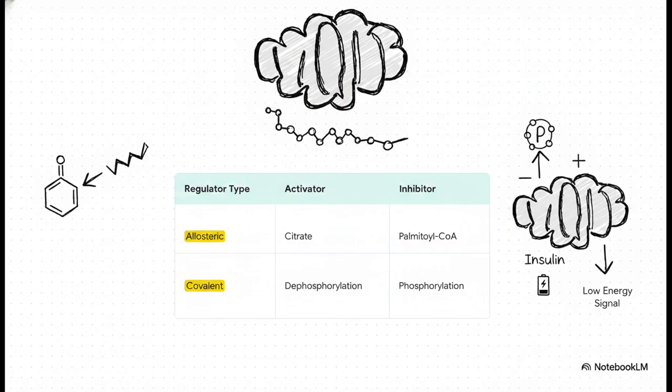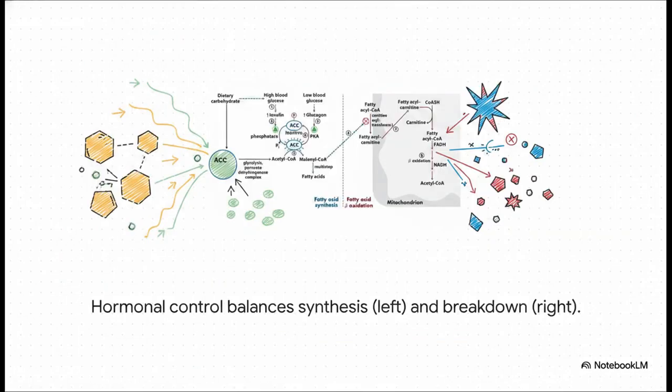The second method is like a hard on-off switch. The hormone insulin removes a phosphate group, flipping the switch on. Other signals, like the hormone glucagon, add a phosphate, flipping it off. This gives you the big picture of how our hormones control all of this.